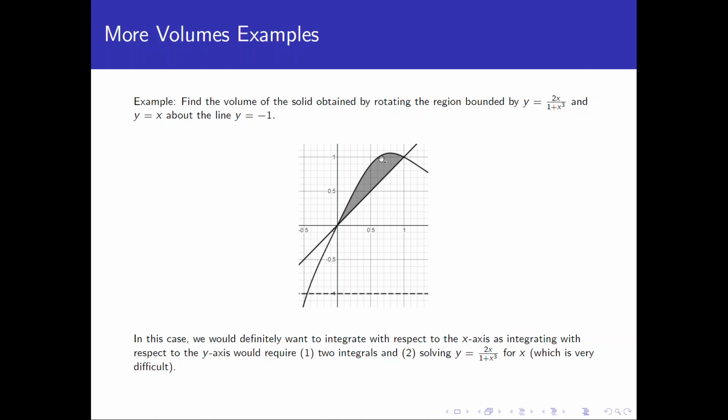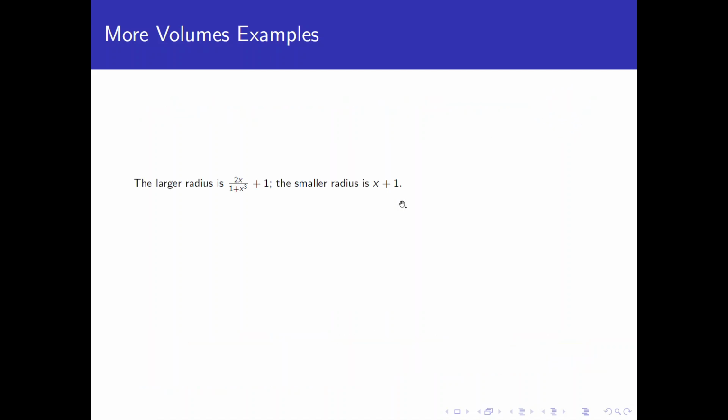All right, so if I'm integrating with respect to x, my slices go this way, perpendicular to the x-axis. And they're also perpendicular to the axis of rotation. That tells us that we're using washers. Washers again, big radius and a small radius that we need. Big radius, the top curve is this 2x over 1 plus x cubed. The bottom curve is x.